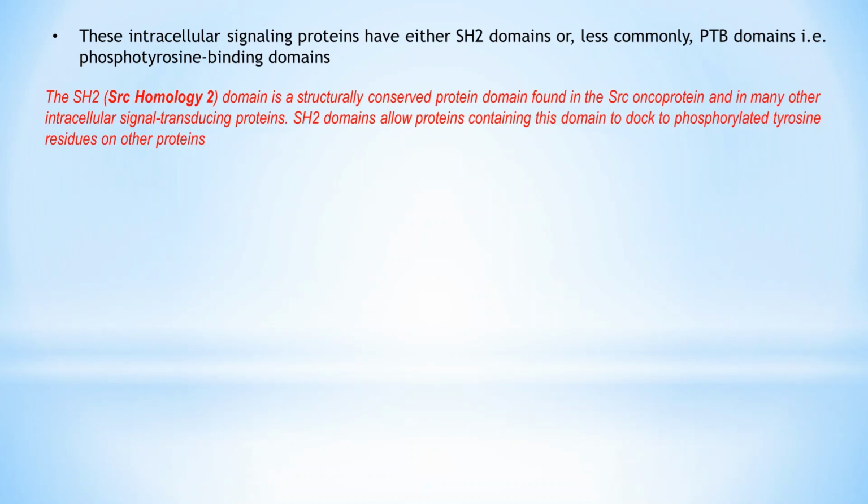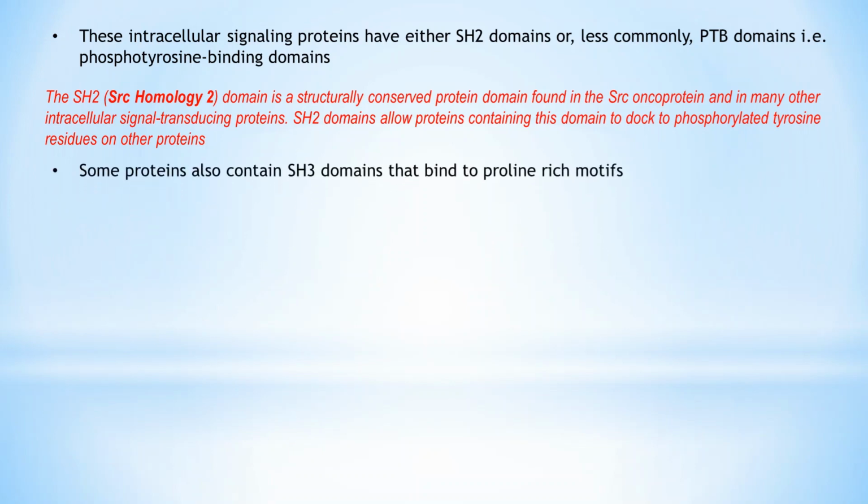These can be either SH2 domains, where SH2 stands for SRC homology region, or less commonly the PTB domains, that is the phosphotyrosine binding domains. So, the question arises, what is SH2 domain? The SH2 or SRC homology 2 domain is a structurally conserved protein domain found in the SRC oncoprotein and in many other intracellular signal transducing proteins. SH2 domain allows protein containing this domain to dock to phosphorylated tyrosine residues on other proteins. These SH2 domains recognize phosphorylated tyrosines and bind to them.